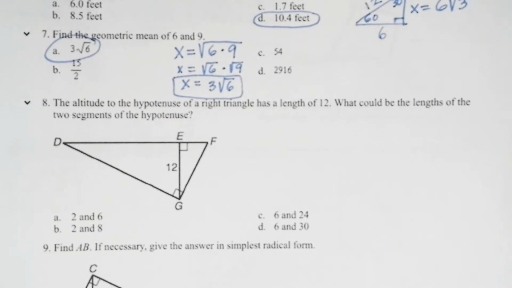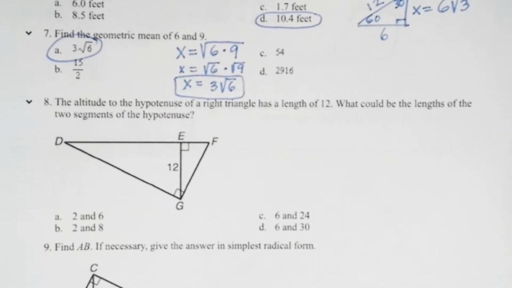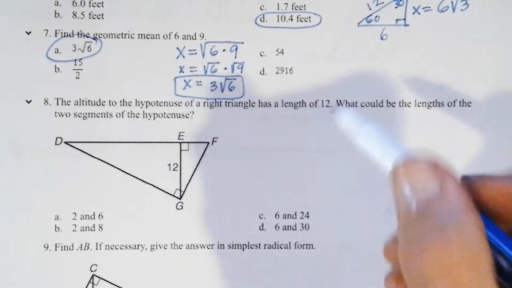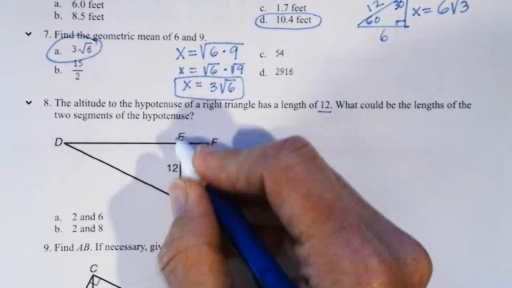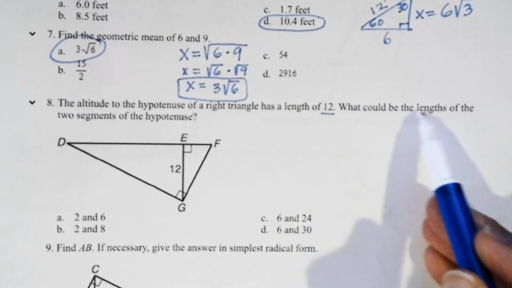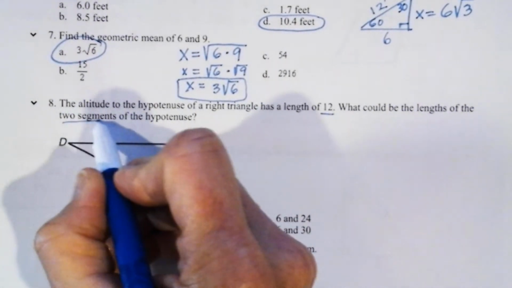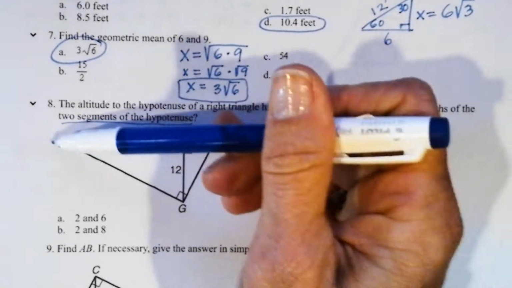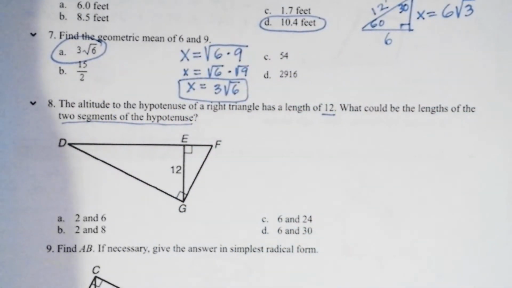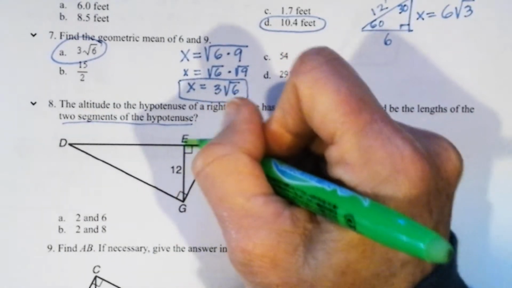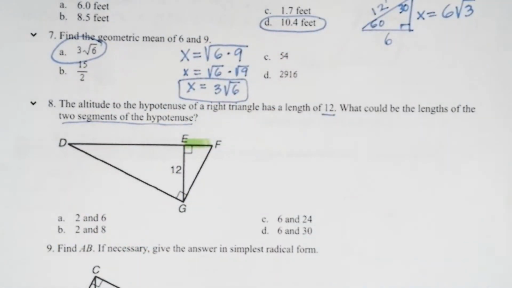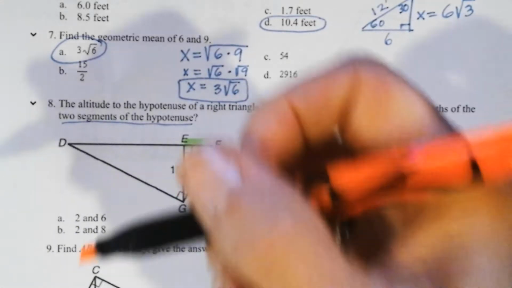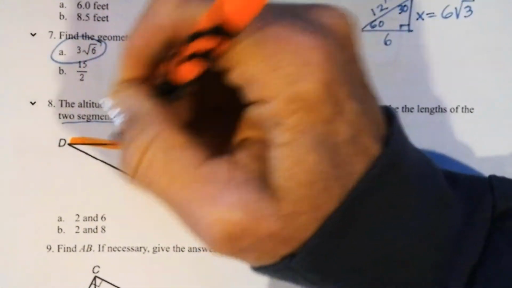Number 8. The altitude to the hypotenuse of a right triangle has a length of 12. Okay, so here's my altitude. What could be the lengths of the two segments of the hypotenuse? So you'll notice the big one is here, and what they're asking you to do here is distinguish between this part of the hypotenuse and this part of the hypotenuse.